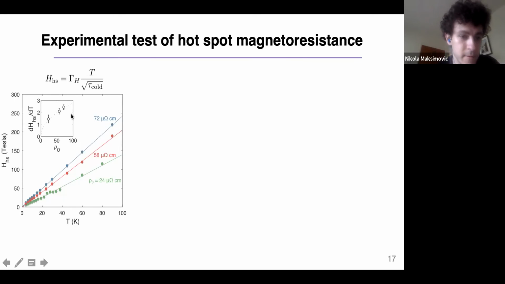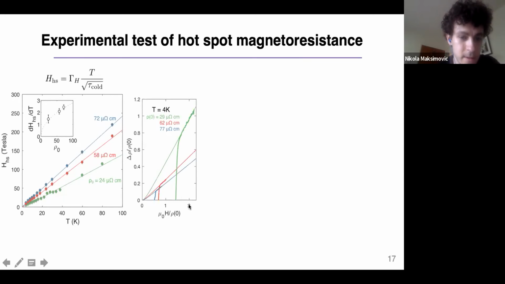Now you only have 3 data points. It's not the most striking observation, but you can easily test using Kohler's rule whether the disorder scattering rate adds in a linear fashion with all the other sources of scattering. One of the assumptions of Kohler's rule is that scattering rates add linearly. And at 4 Kelvin, as we change the disorder level in our samples, there's a clear failure of Kohler's rule. So this strongly points to an anisotropic scattering mechanism.